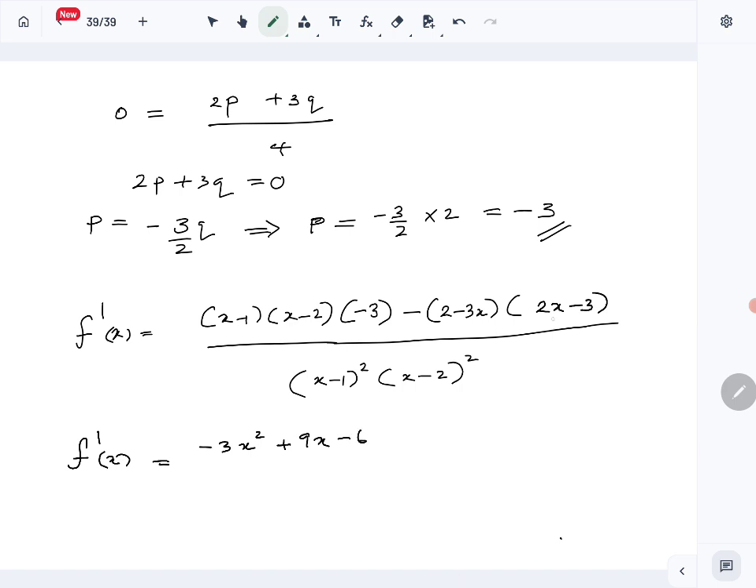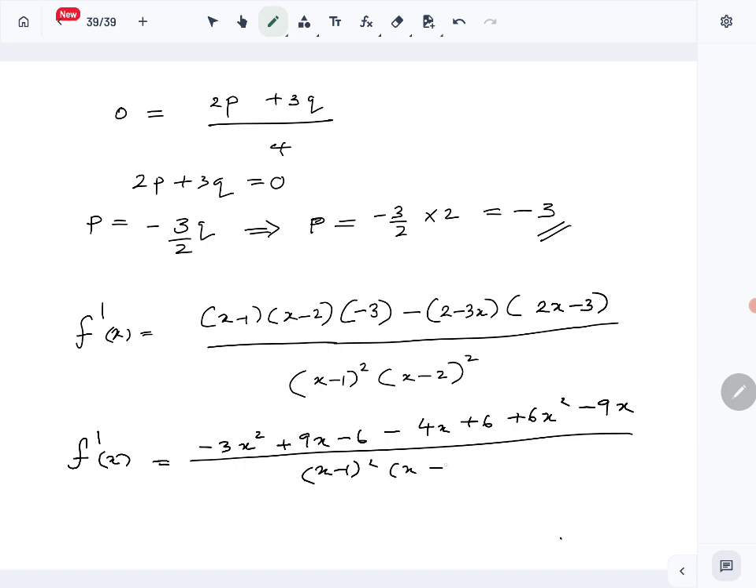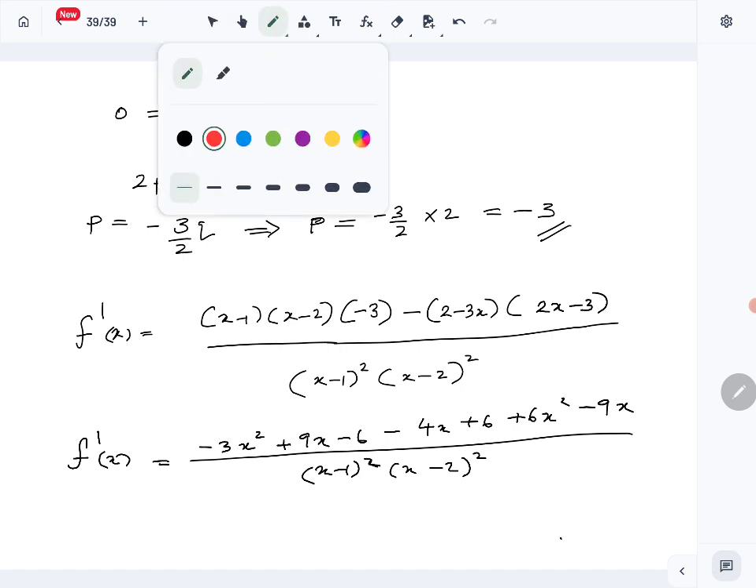Then here you get what? Let's write the 4x. So minus 4x minus 6 plus 6, minus 6x squared plus 6x squared, minus 9x. So you have that over (x minus 1) squared, (x minus 2) squared. Right. So then let's cancel any terms we can cancel.